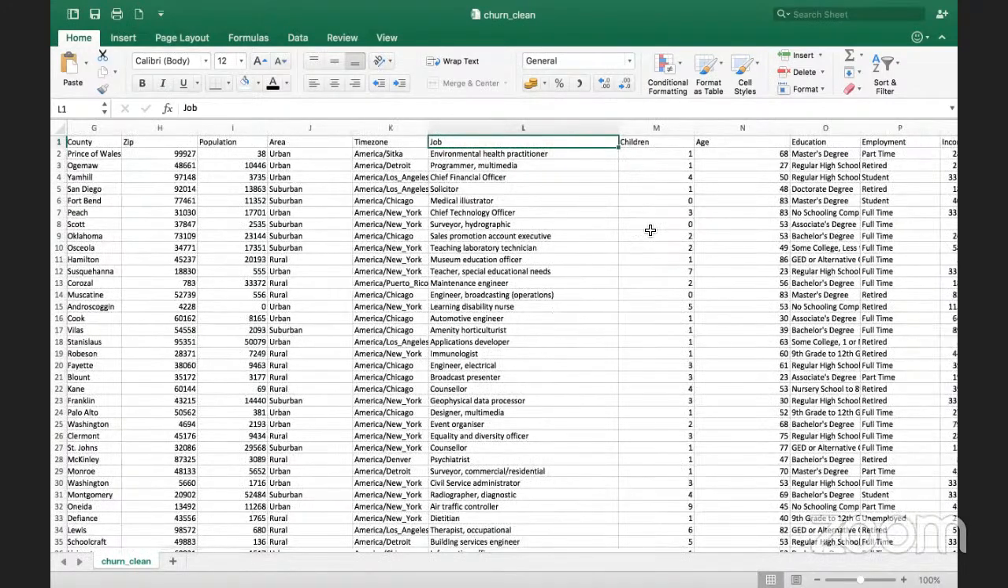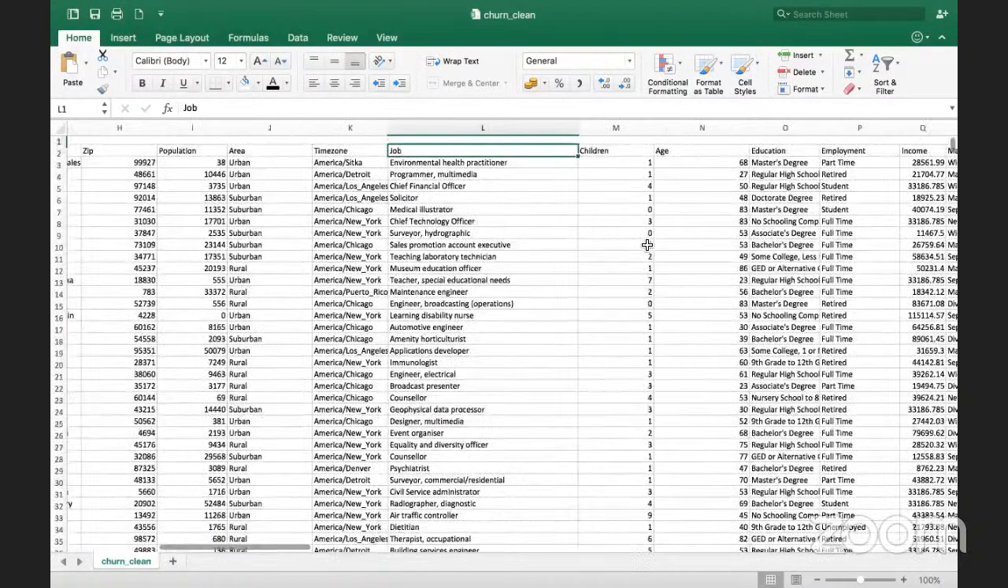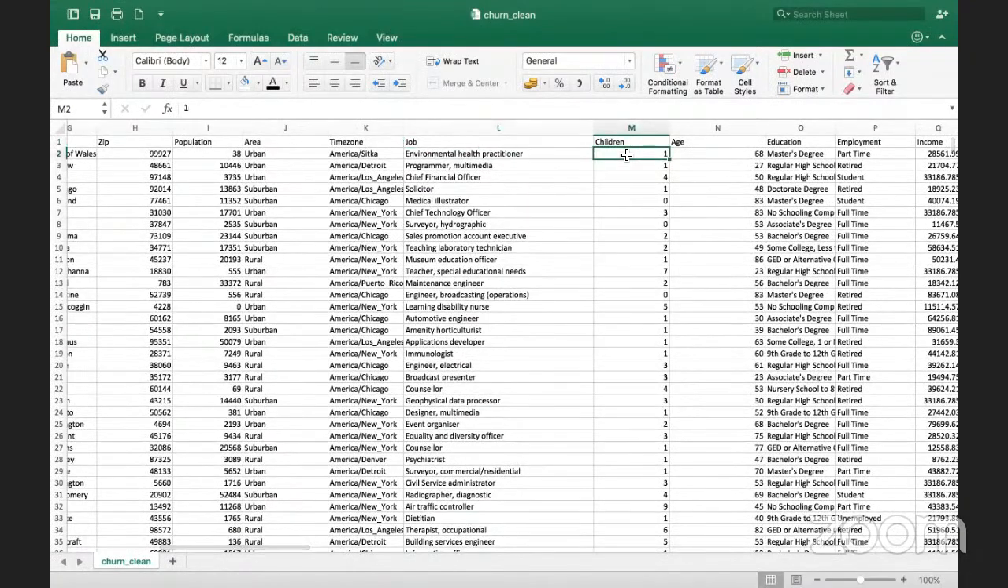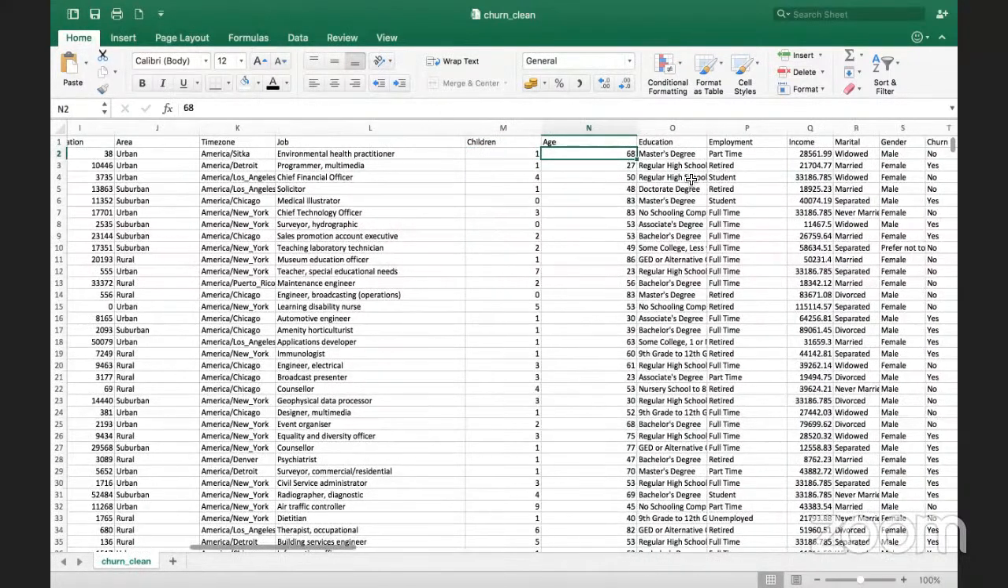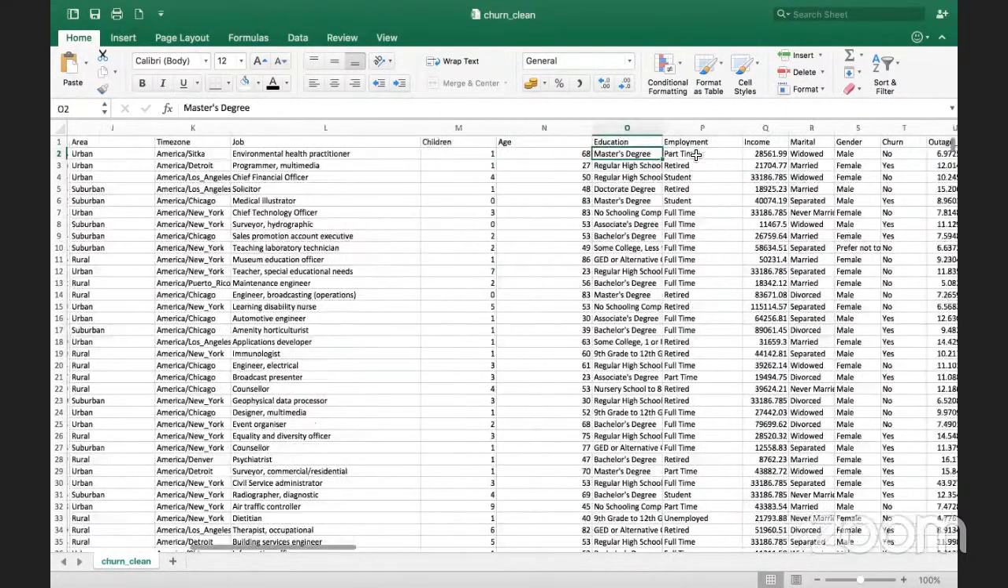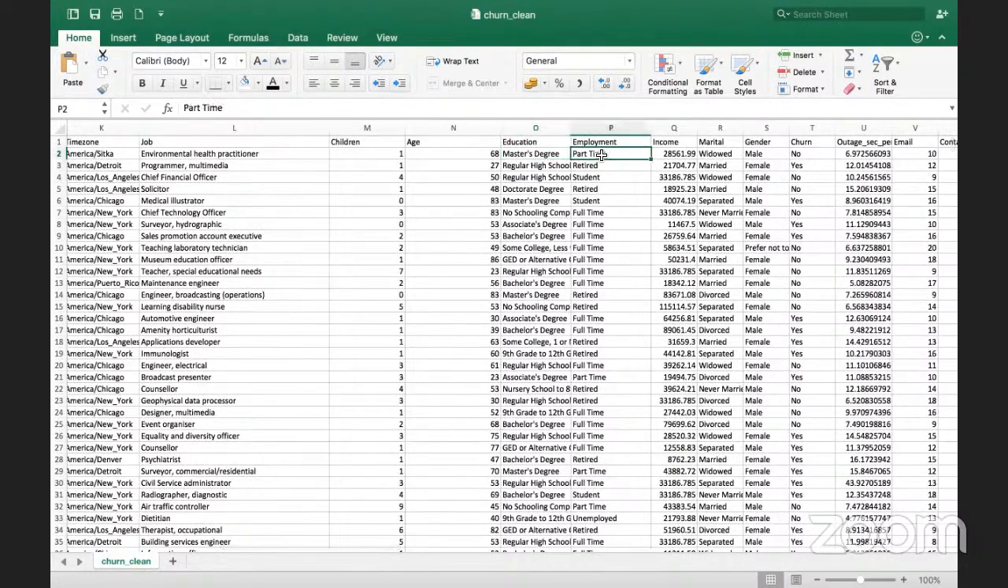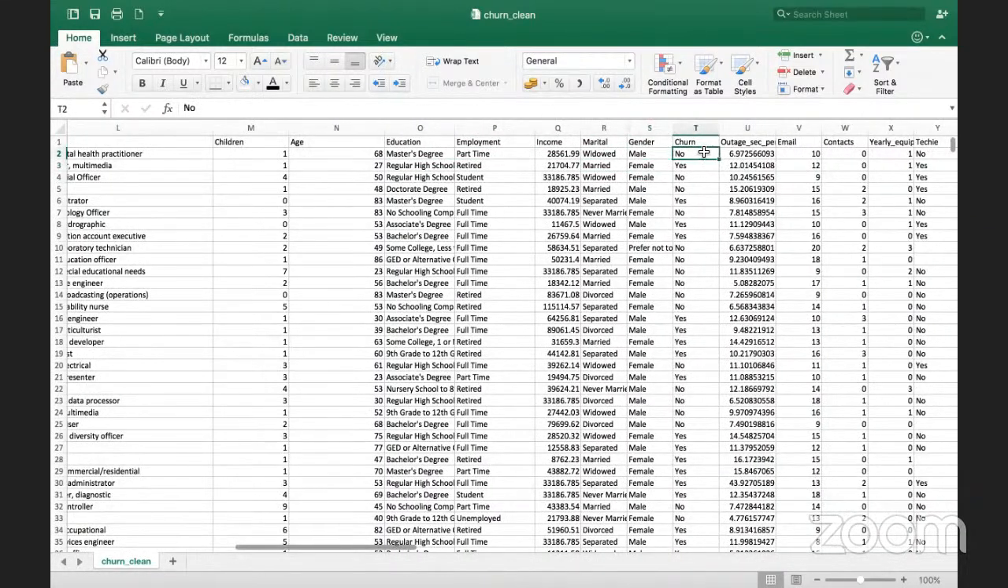Okay, and this is how many children they have. That is also important or not, we don't know, but they have given it. If more children are there, more usage of internet can happen. What is the age of that particular person? What education has he done? What kind of job does he do? What is his income? Whether she is married or not? What is his gender? Okay, churn.